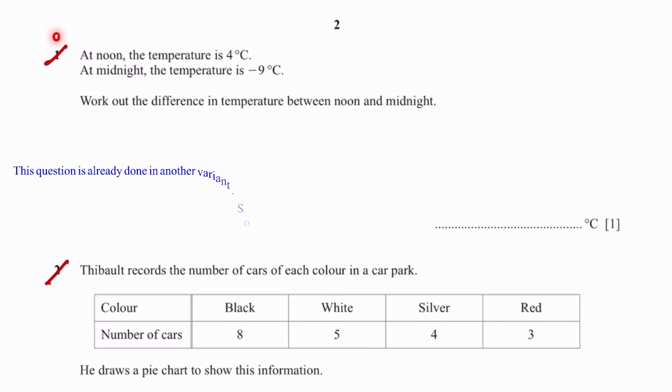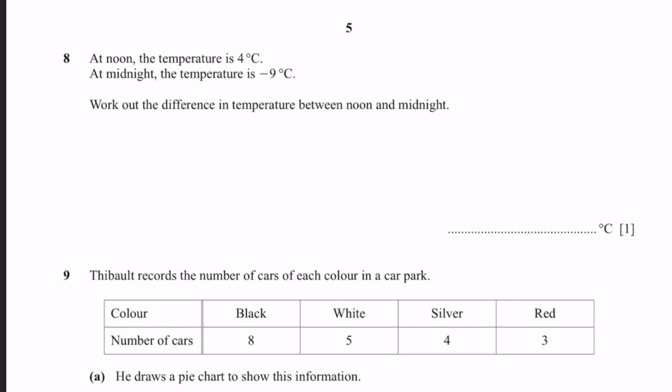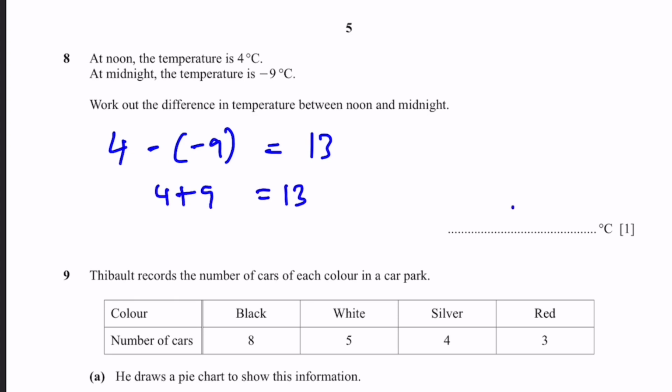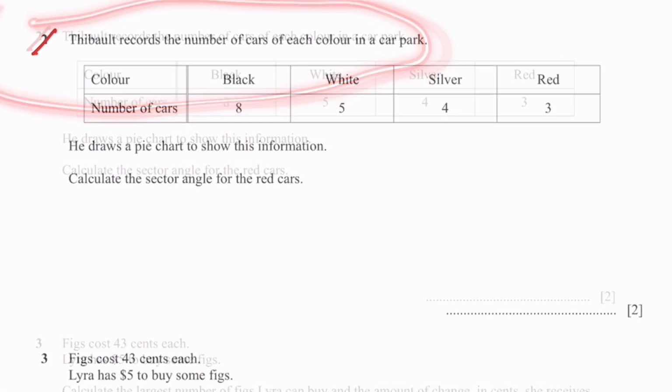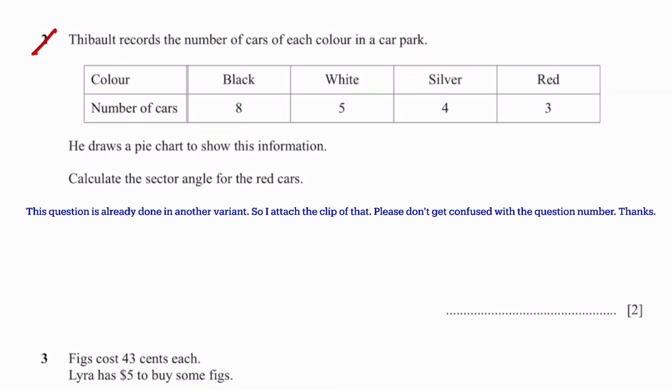Question 1. This question has already been discussed in the core paper, so I'll attach the clip. At noon, the temperature is 4 degrees Celsius. At midnight, the temperature is negative 9 degrees Celsius. Work out the difference between the temperature between noon and midnight. 4 minus negative 9 degrees, that's equal to 13, because it's 4 plus 9. Therefore, 13 degrees Celsius.